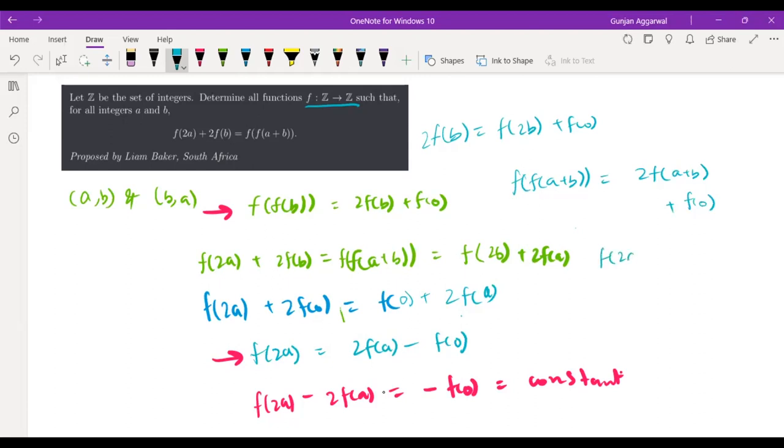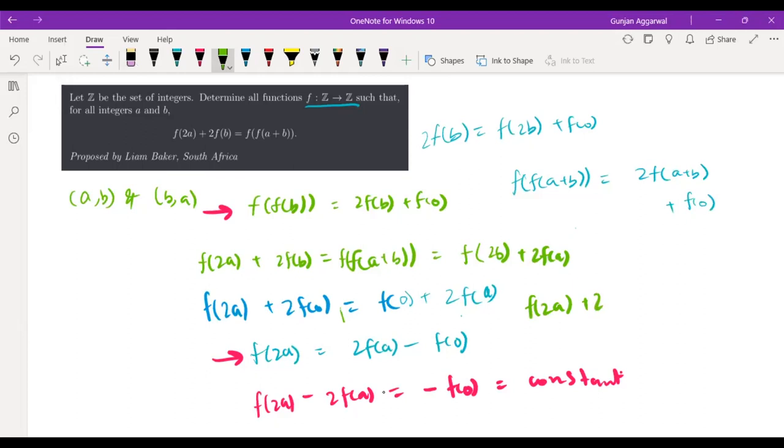Yeah, so we get that f of 2a plus f of 2b is equal to 2 f of a plus b. Wait, how can you just do that? You haven't proved that f of 0 is 0. No, they cancelled on both sides. F of 0 cancelled on both sides. Yeah, that's good.